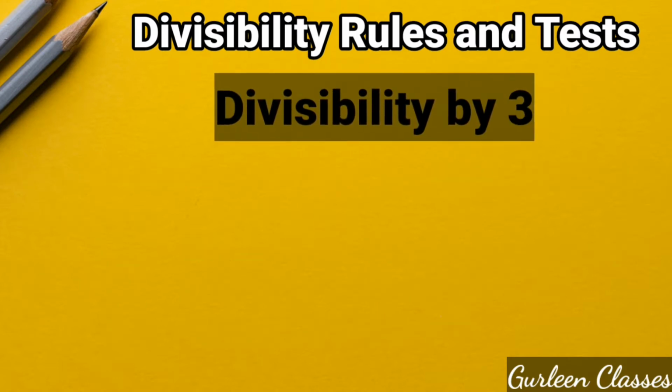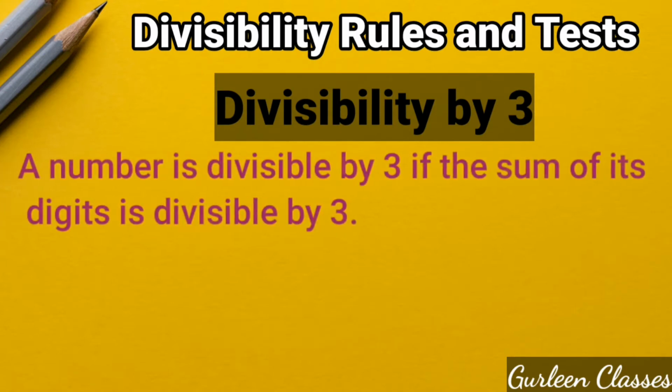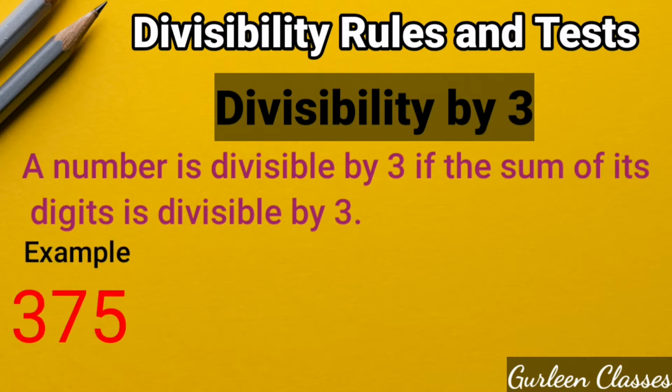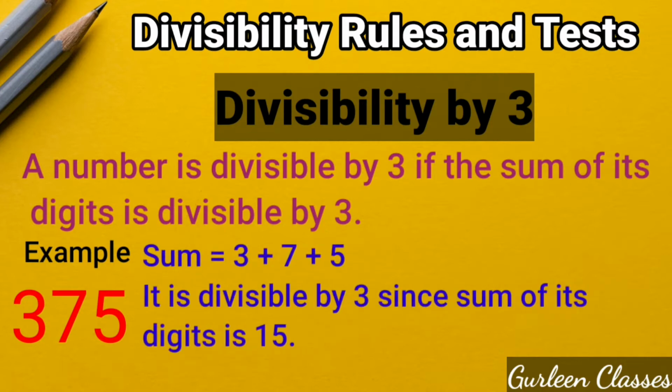Next we have divisibility by 3. A number is divisible by 3 if the sum of its digits is divisible by 3. Example: 375. So let us find the sum. The sum is 3 plus 7 plus 5. It is divisible by 3 since its sum is 15 and 15 is divisible by 3.